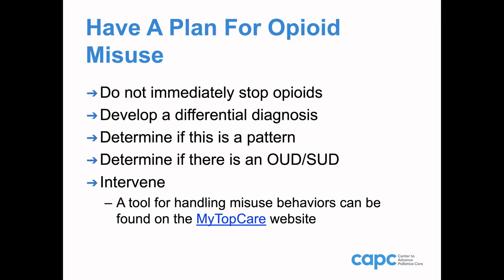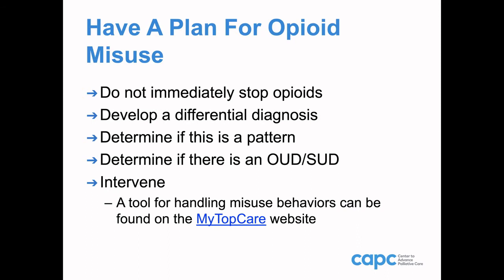Which leads me to the next point, which is develop a differential diagnosis. Approach opioid misuse or aberrant behavior, or whatever terminology you want to use. Develop a differential diagnosis. Dig deeper. Find out what's happening. Is it a health literacy issue? Is it a pharmacy issue? Is it a side effect issue? Is it an OUD issue? You need to develop all those things in your differential.